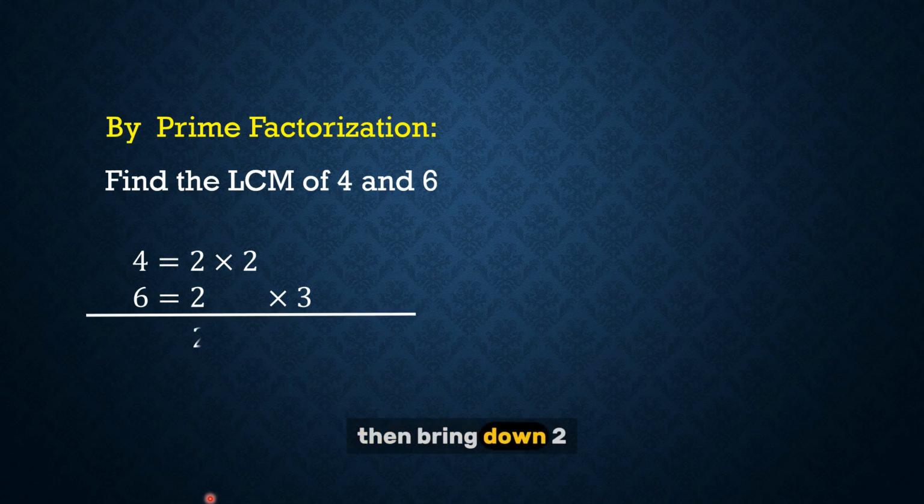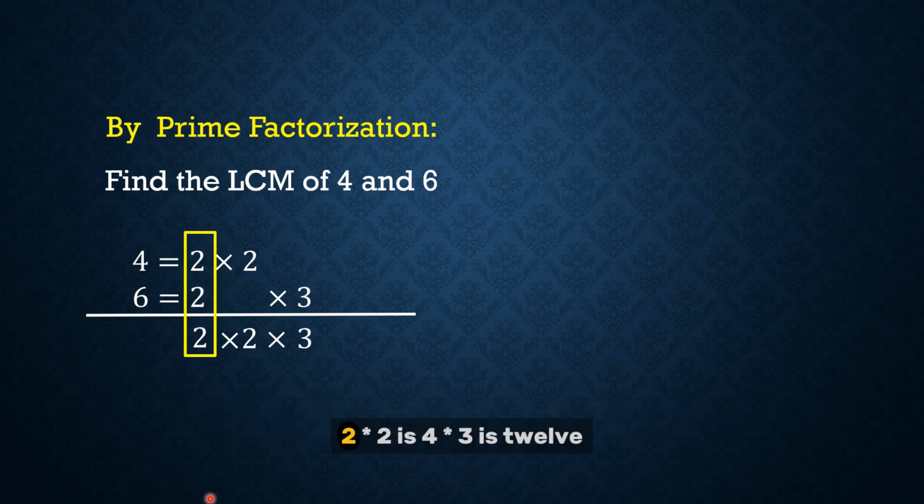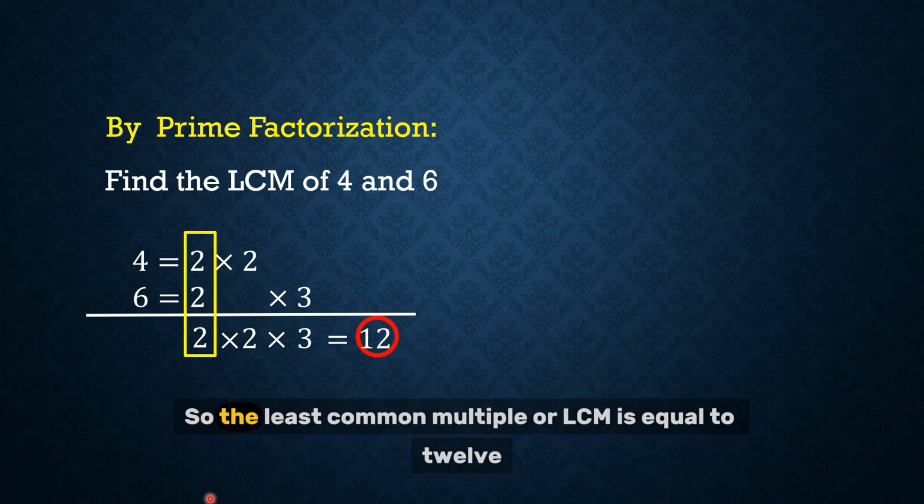Then bring down 2. Then bring down 2, times bring down 3. And then multiply. 2 times 2 is 4, times 3 is 12. So the least common multiple, or LCM, is equal to 12.